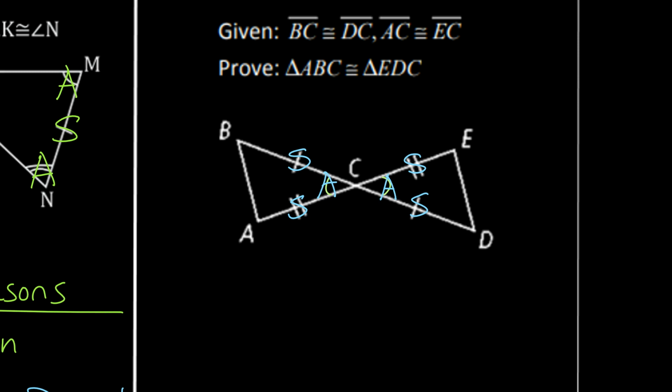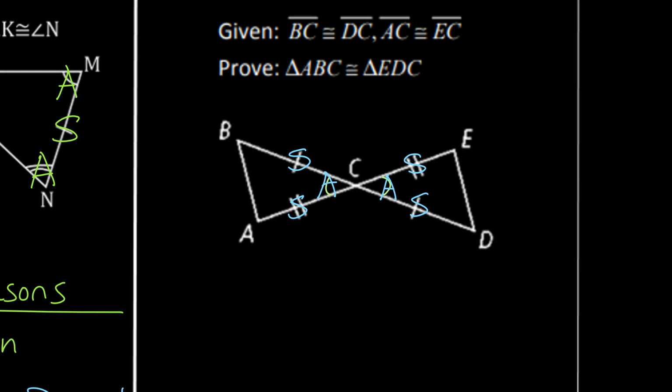S-A-S. And how does the right one read? S-A-S. So therefore, these are congruent by S-A-S. So let's go over this one more time. First, I checked that my given was marked. Then what did I do? Marked the vertical angles congruent. Then what did I do? Labeled and figured out that these are congruent by SAS.